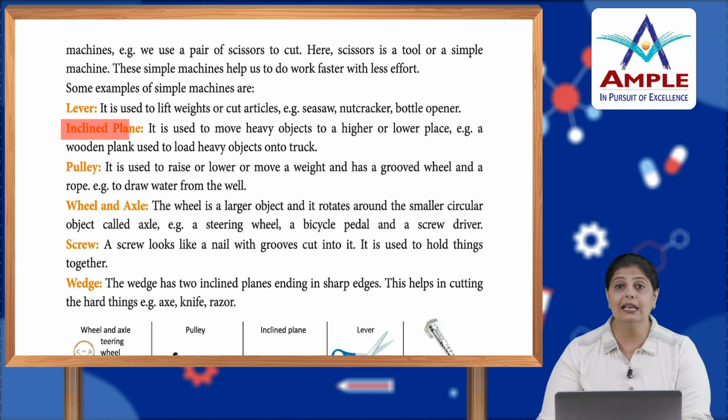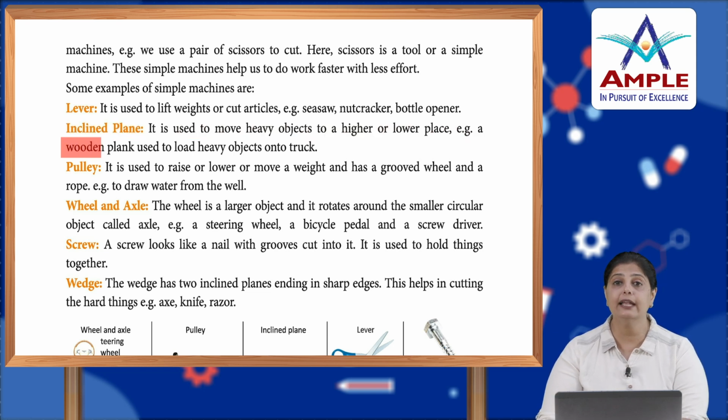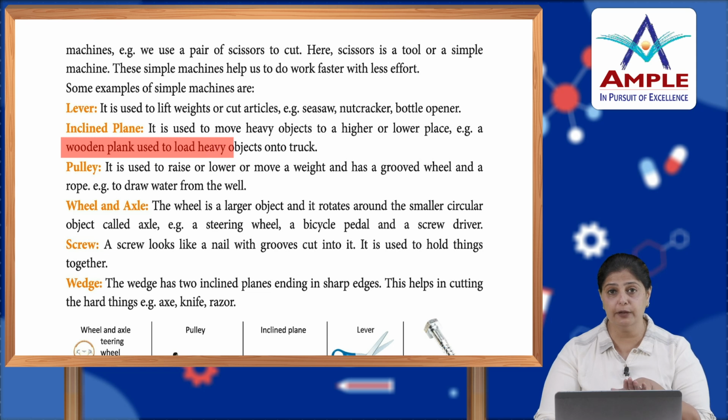Then inclined plane. What is inclined plane? It is used to move heavy objects to a higher or lower place, like a wooden plank or a ramp, which helps to move the objects up or down. So, example, a wooden plank which is used to load heavy objects onto a truck.